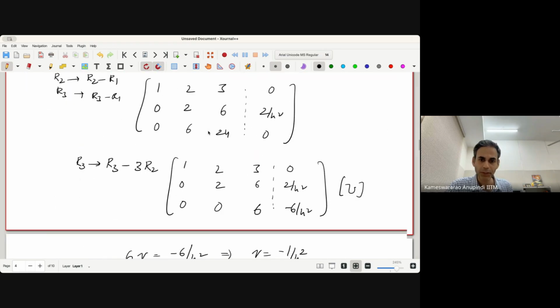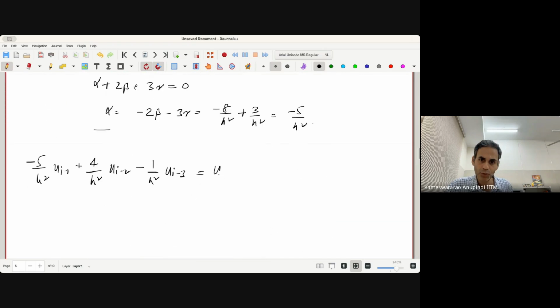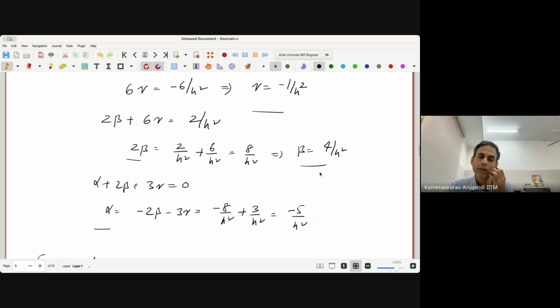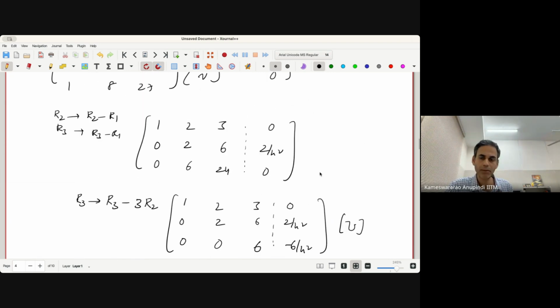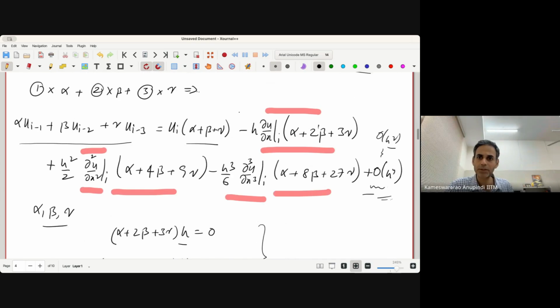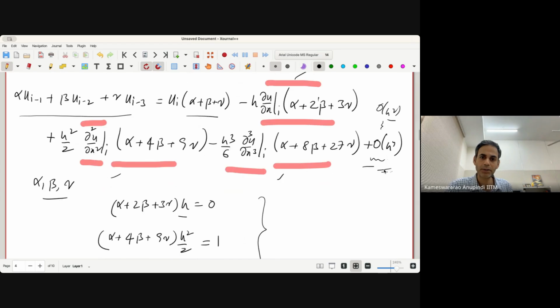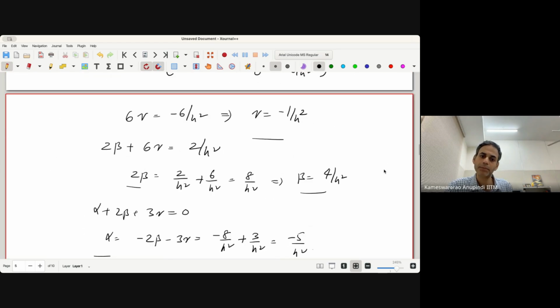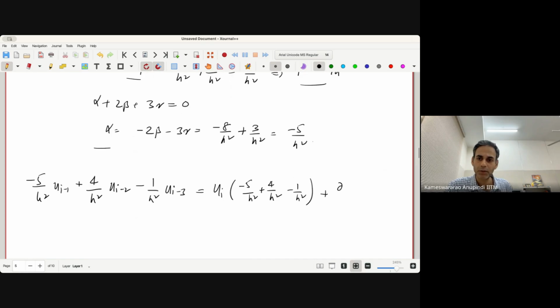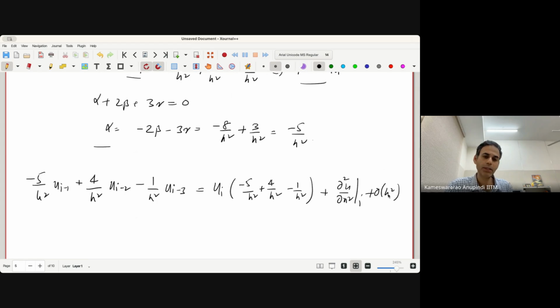Okay. That means what I have is ui times alpha plus beta plus gamma, that is minus 5 by h square plus 4 by h square minus 1 by h square. Then the next term, this term is 0. We set this equal to 0. And this term is actually equal to 1 times dou square u by dou x square. And this term equals 0. And then this is order h square. So what I have is plus dou square u by dou x square at I plus order h square, right? That's what I have.